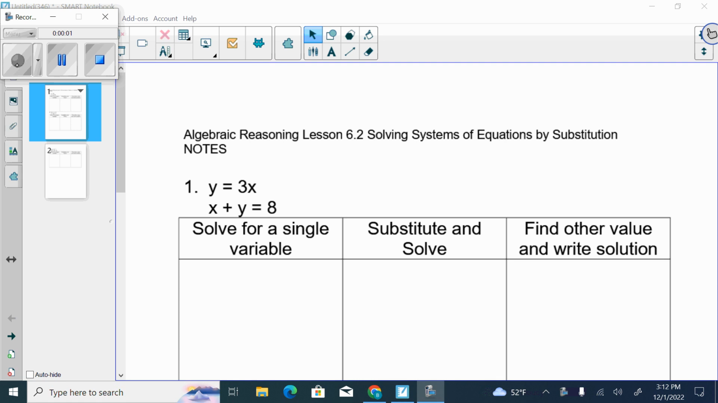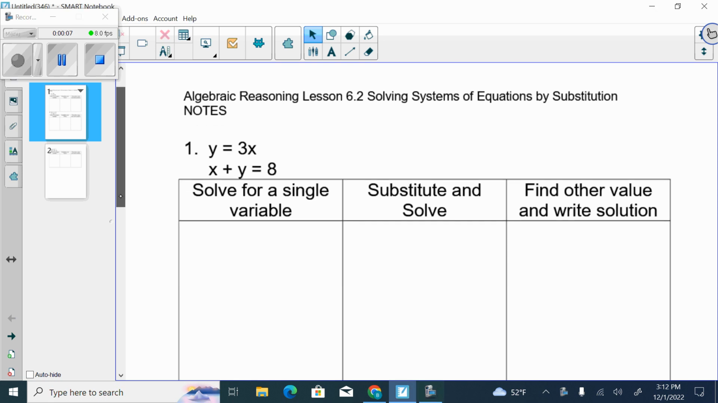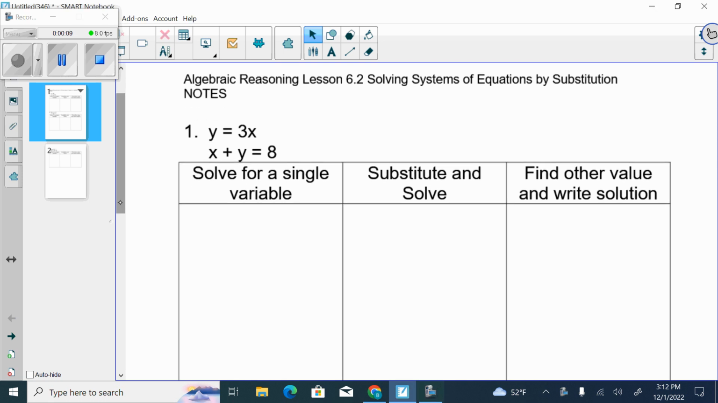Exactly what this method is asking us to do. Just replace something, okay? So, whenever we are doing substitution, the first thing that you always want to do is solve for a single variable. What that means is you need to have one letter all by itself before you can start. So, these are the two equations they gave me.